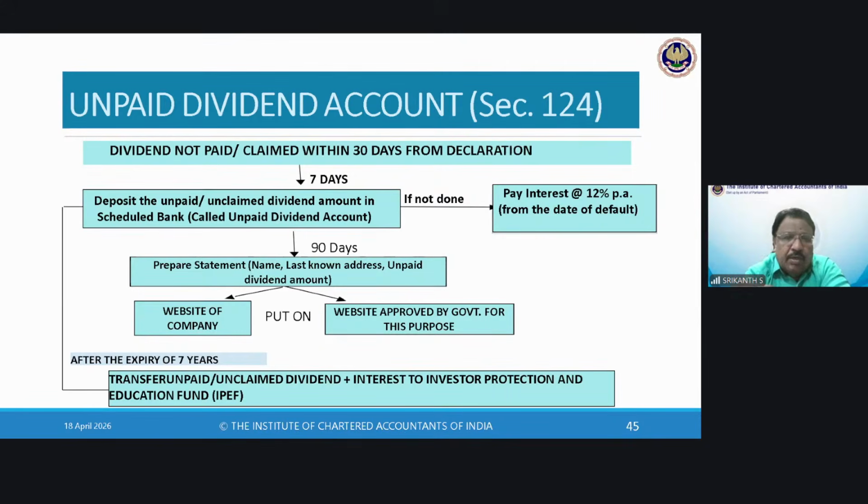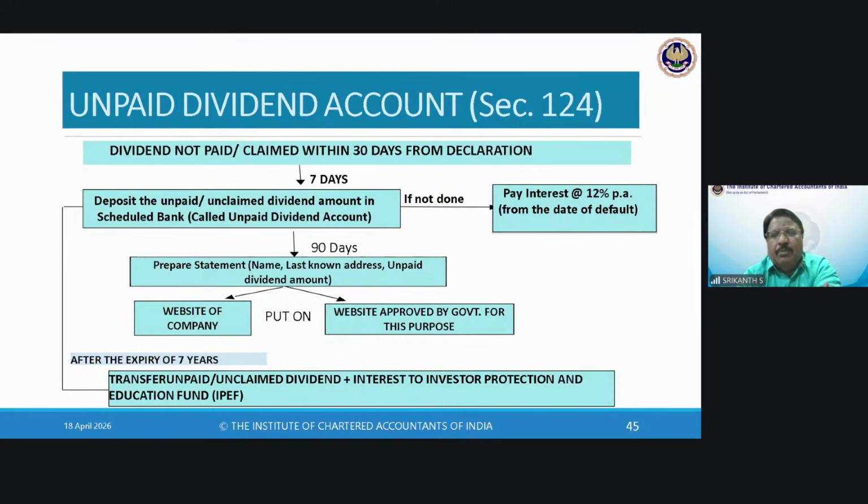Okay. So prepare a statement. Within 90 days, you have to prepare a statement giving the name, last known address, and the unpaid dividend amount, so that the member will know that the amount is due to him. You put it on the website of the company.